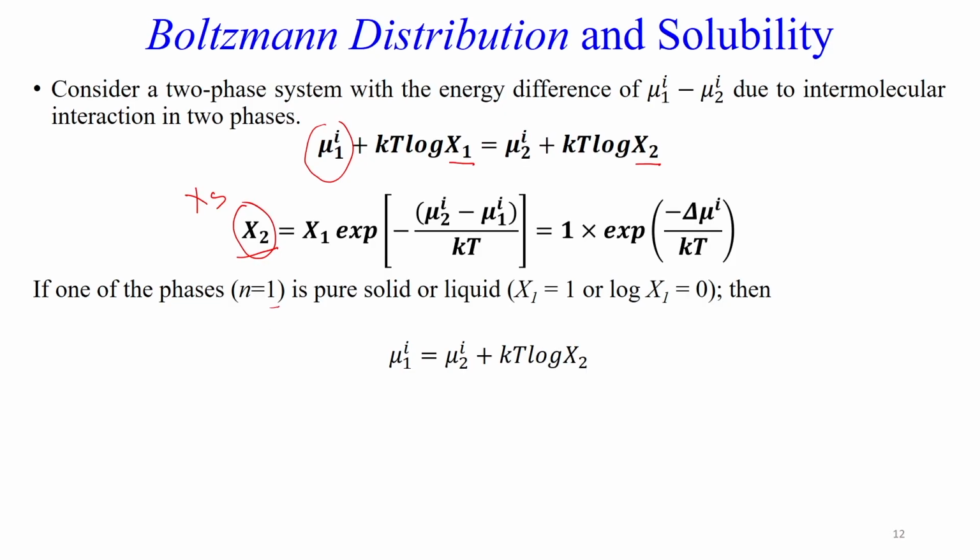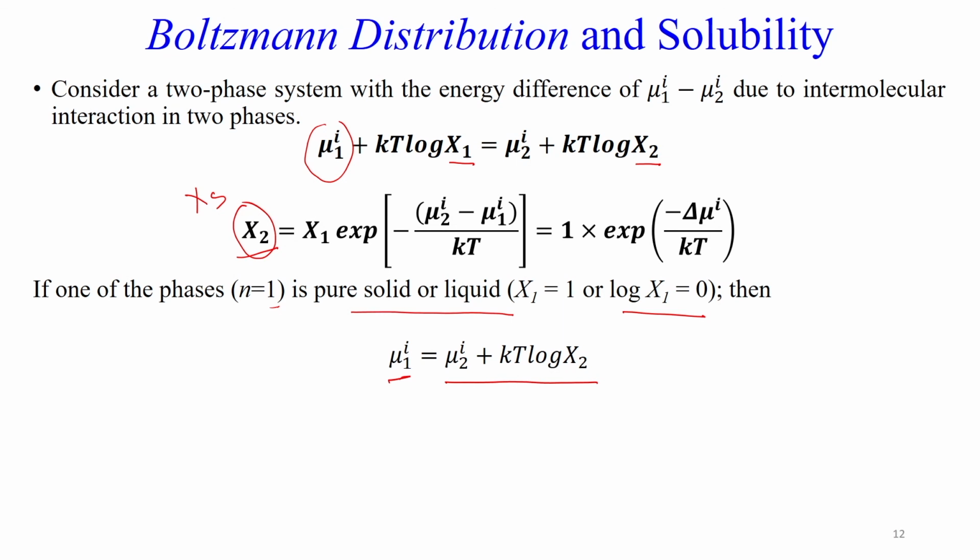Now, let us say you are talking about one phase that is a pure solid or liquid. So, x 1 will be 1, and log of 1 is 0. So, it will be mu 1 is equal to mu 2 plus k T log x 2. In this way, if the interaction potential or delta mu is known to us, we should be able to calculate the solubility. If you remember the last lecture, we already derived this, and based on the interaction energy we calculated the solubility of NaCl.